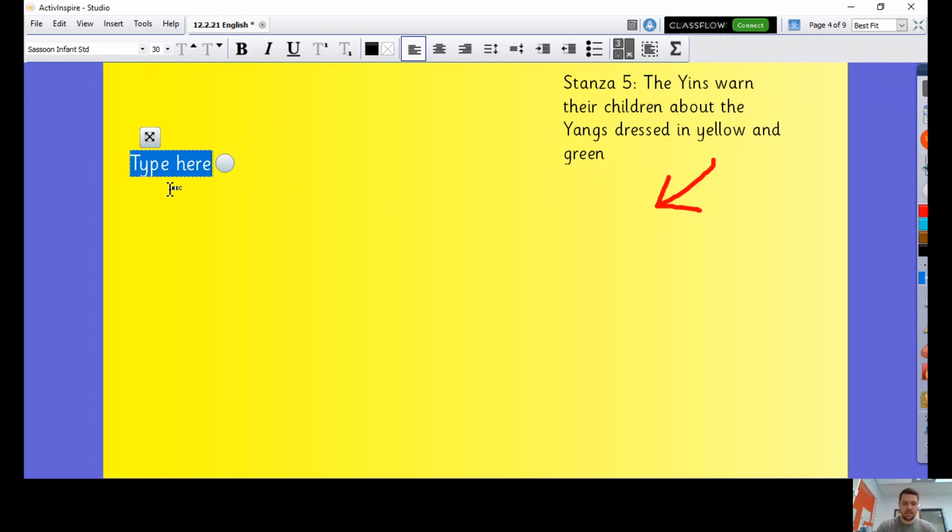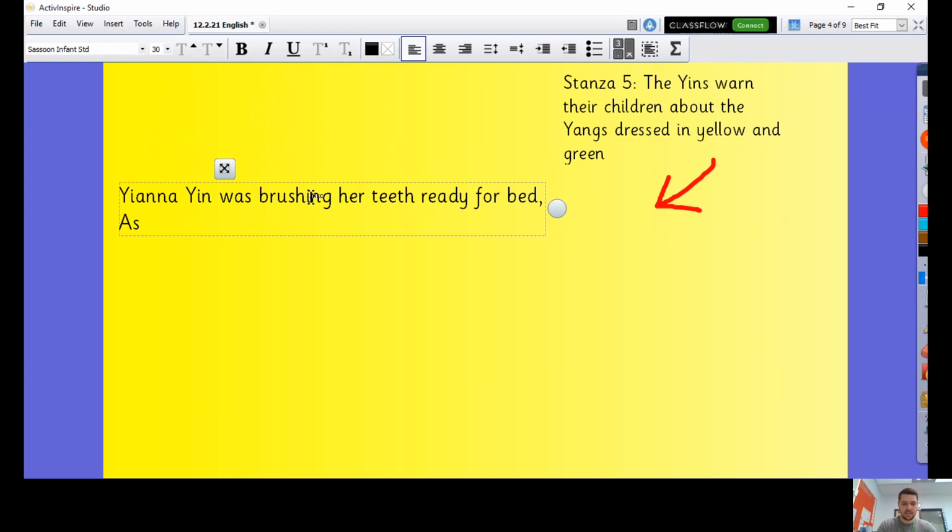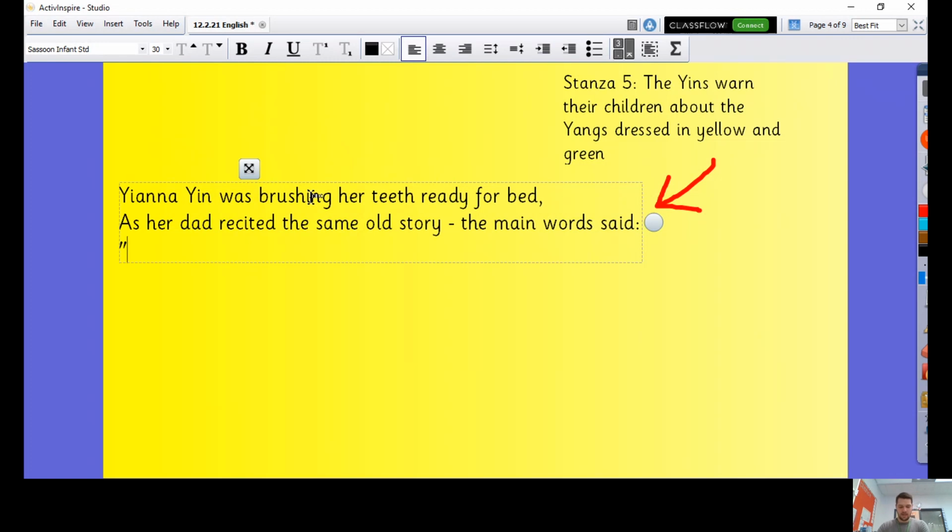Yana Yin was brushing her teeth ready for bed, as her dad recited the same old story. The main words said. Okay, what did they say? We need to give some sort of warning.